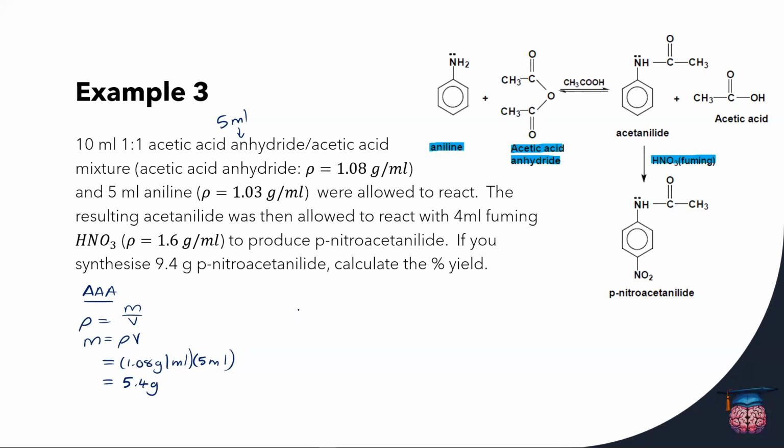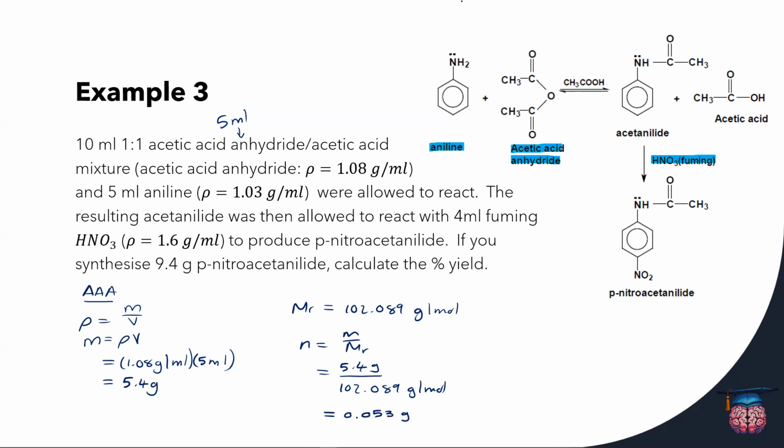Now to calculate the moles, we need the molar mass, and for the acetic acid anhydride, it was calculated to be 102.089 grams per mole. So the number of moles is simply the mass divided by the molar mass, which gives us 5.4 grams divided by 102.089 grams per mole. And this gives us a mole value of 0.053 moles.